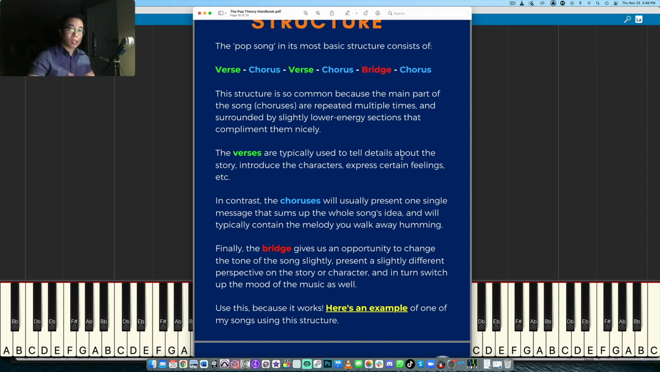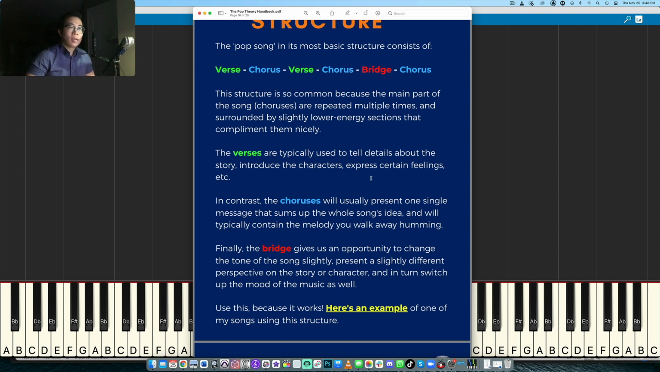Now, by contrast, the choruses are the most important sections because they really contain the hard-hitting message that the artist or the composer wants to deliver to the listener. So the choruses will usually represent one single message that sums up the whole song's idea and will usually contain the melody you walk away humming, which we call the hook.